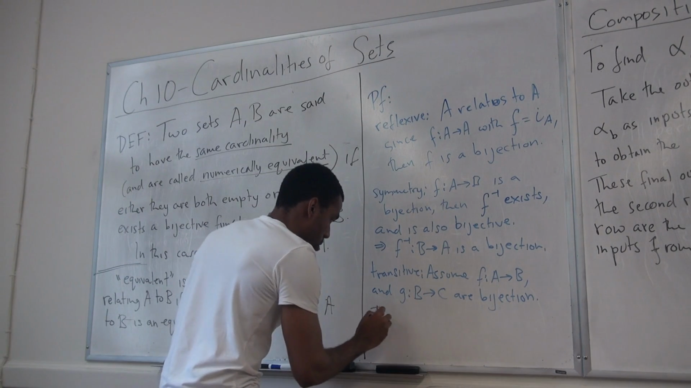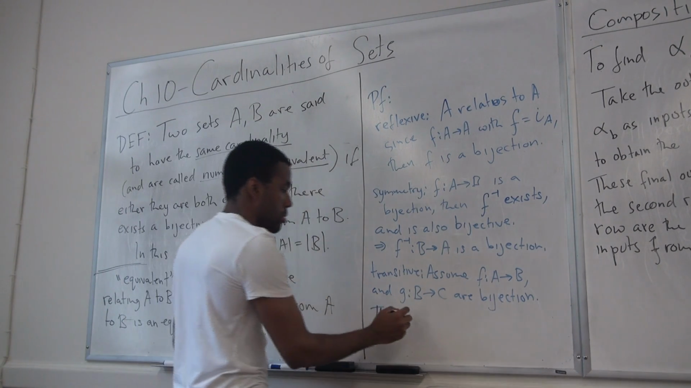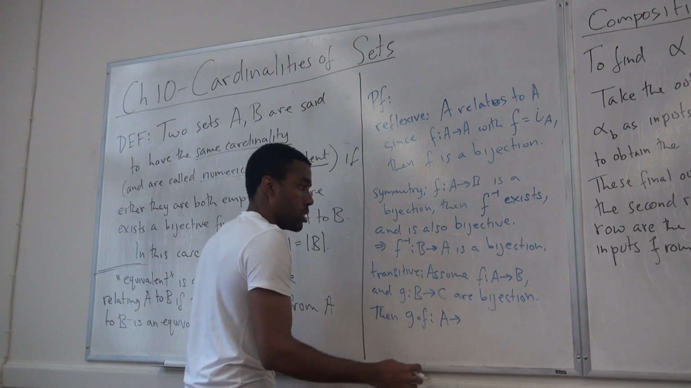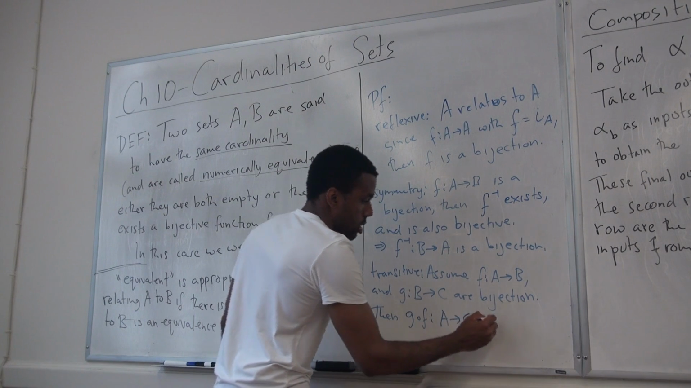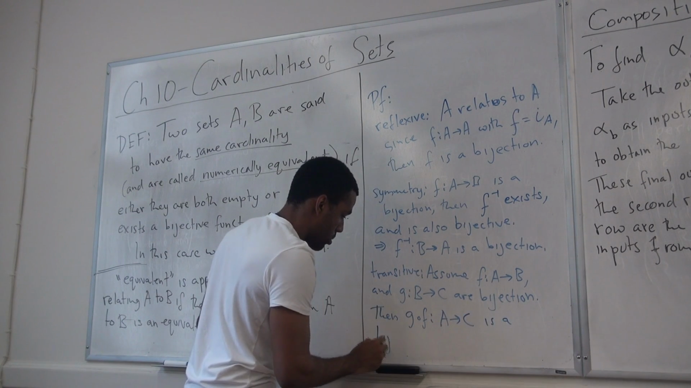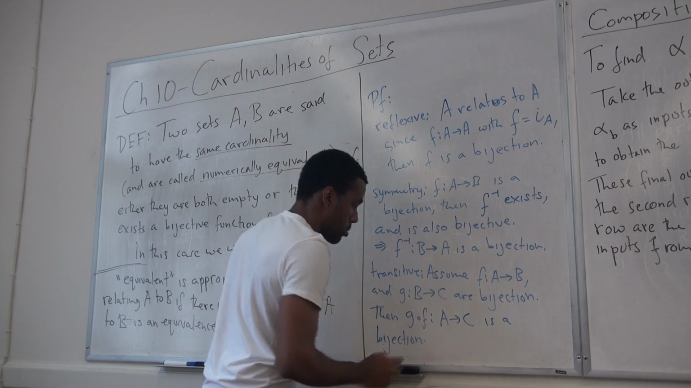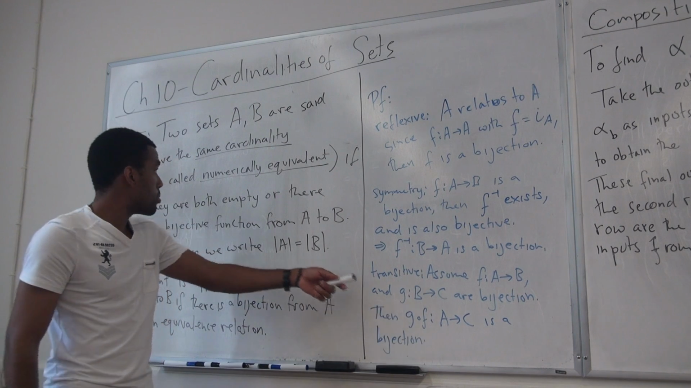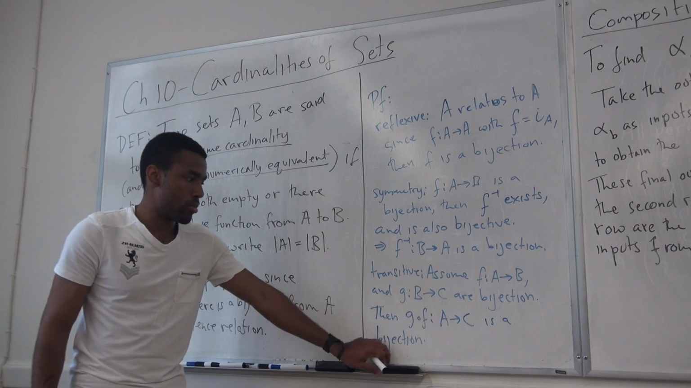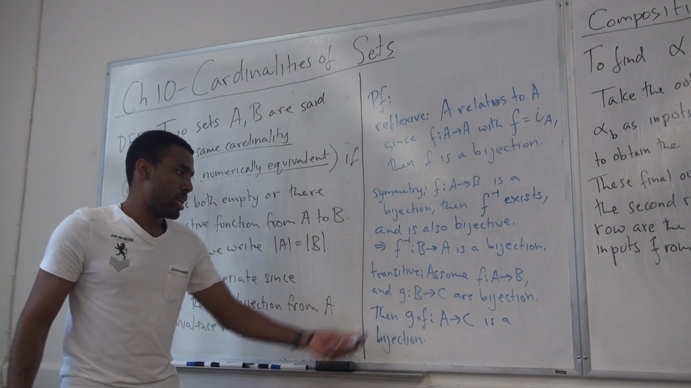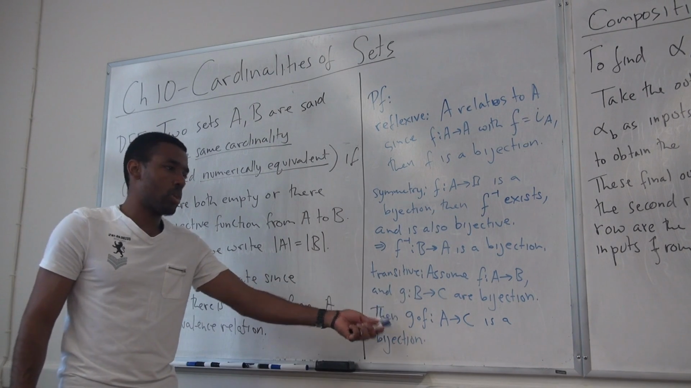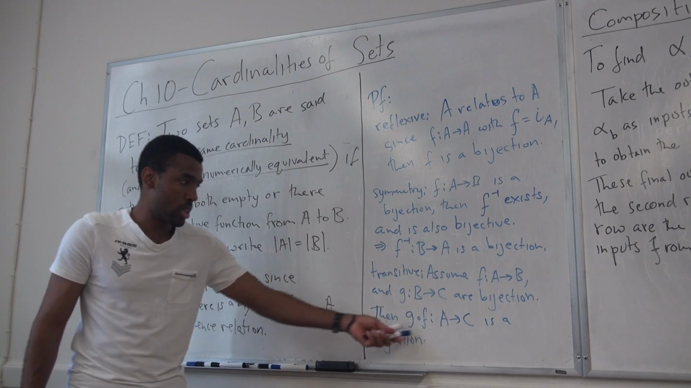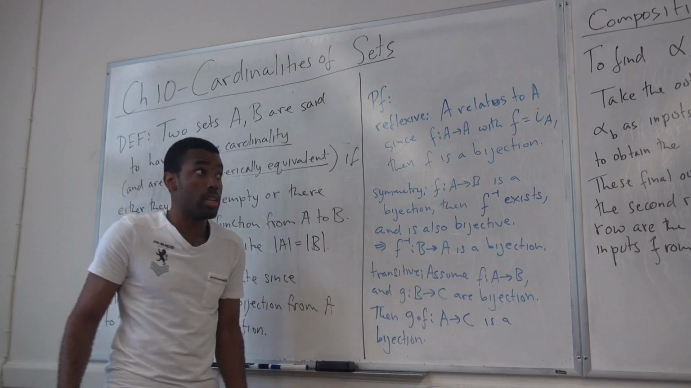Composition. Then G of F is a function that goes from A to C and is a bijection. I think yesterday we proved that: if F is 1-to-1 and G is 1-to-1, then the composition is 1-to-1. And if F is onto and G is onto, then the composition is onto. Therefore, the composition is a bijection if each function in it is a bijection.